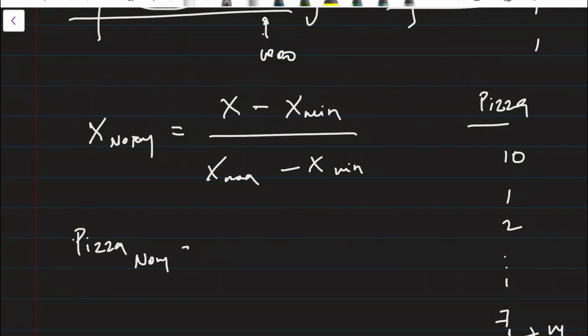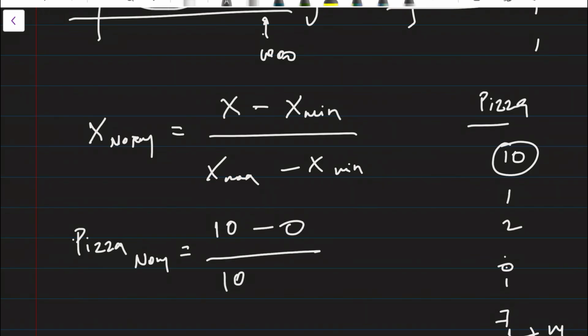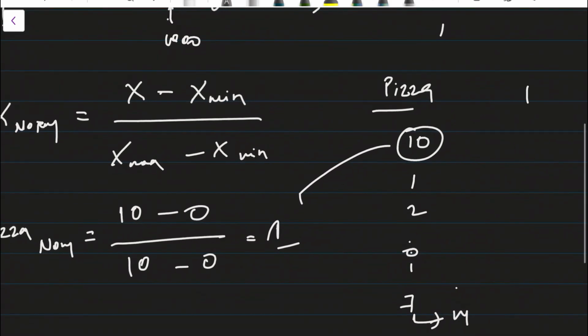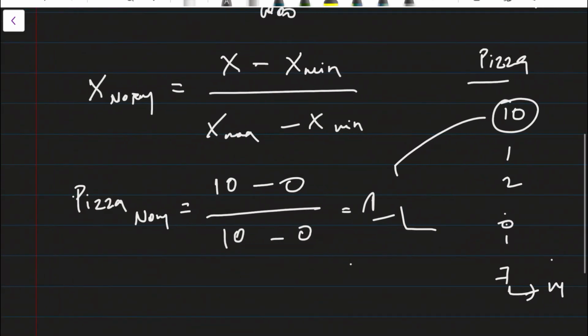Pizza norm equals 10 minus the minimum. Somewhere there will be 0 also, right? So 0. What is the maximum? 10. Okay, now you understand. So the normalization of 10 is 1. So pizza norm here is 1. Now you understood, right?